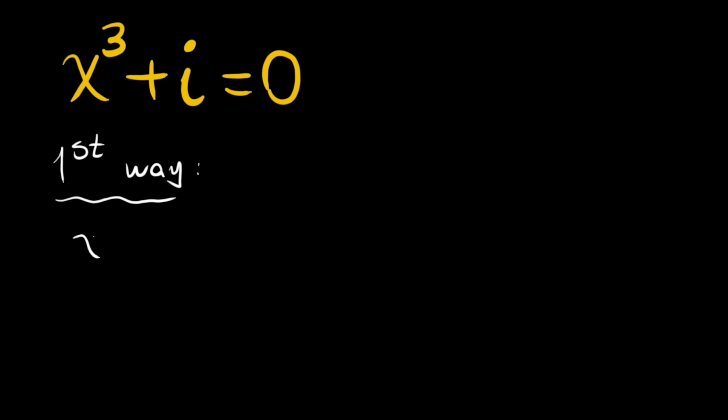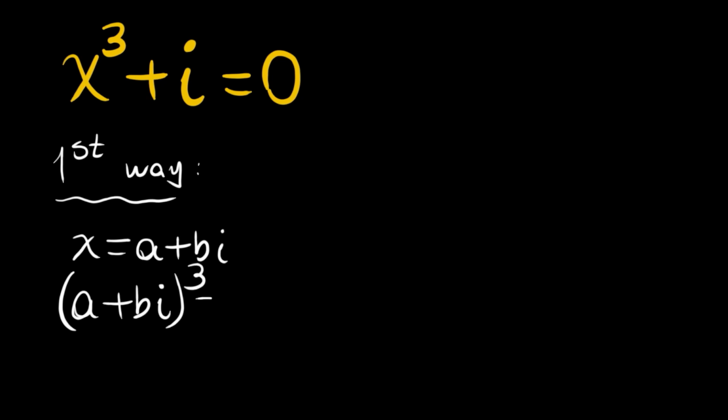We can call this x some a plus bi, a standard complex number, and plug this into our equation. We can cube this a plus bi, add our i, and set it equal to 0. Equating a complex number to 0 means the real part will be equal to 0 and the imaginary part will be equal to 0. Using these two equations, a system will be solved for a and b. Then our complex numbers, actually our roots, will be found.